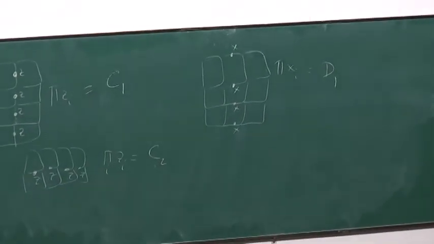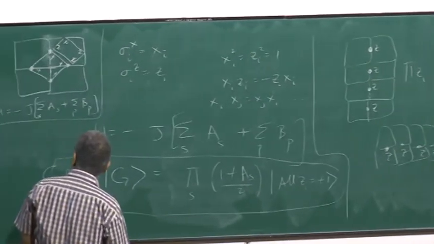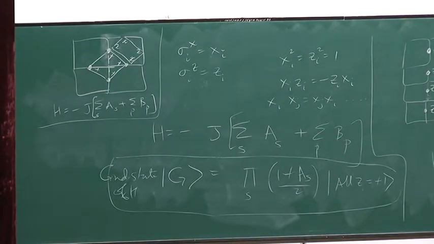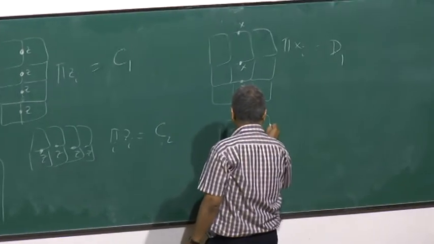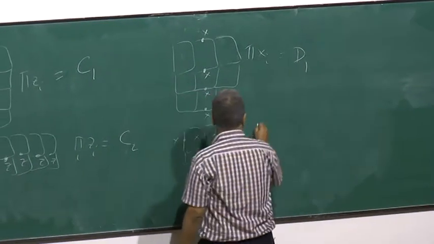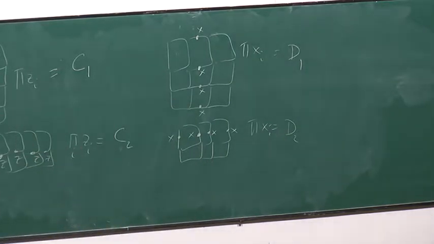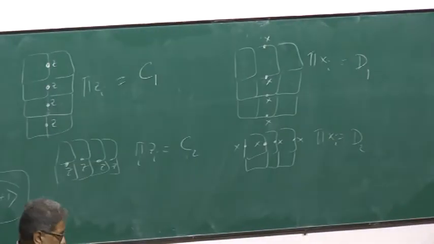So, we have to find one more. How does the other one go? I take the product over x like that, and that is D2. That commutes with the Hamiltonian, because for every plaquette there is an x here and an x here. So that commutes with this. So, we have 4 operators and they all commute with the Hamiltonian.